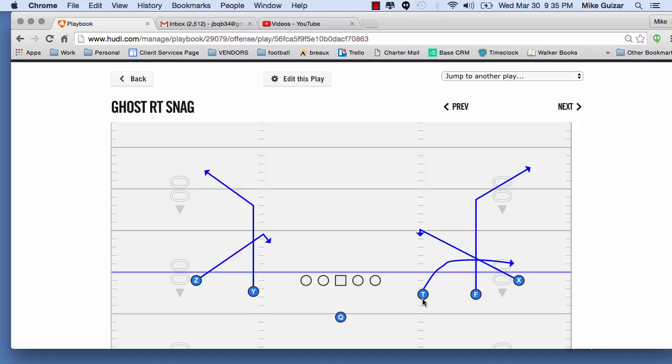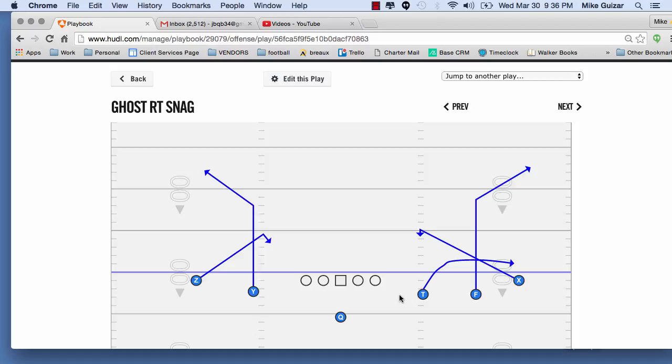On the back side, we're going to do as much of the snag concept as we can. So the wide guy is going to run the snag, the inside guy is going to run the flag. The difference is they do not have a third wide receiver to run the flat. So the complete snag concept is on the right, the side with 3 wide receivers. If this was ghost left snag, the complete snag concept would be on the left.